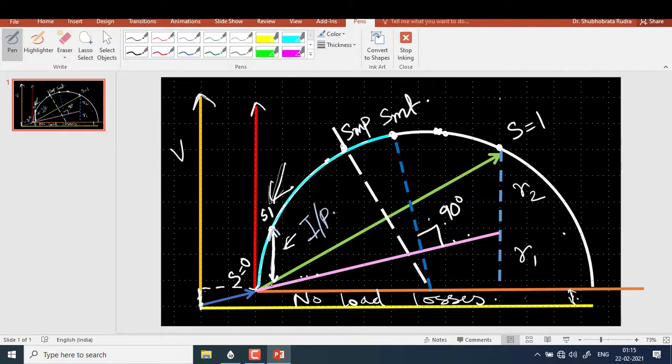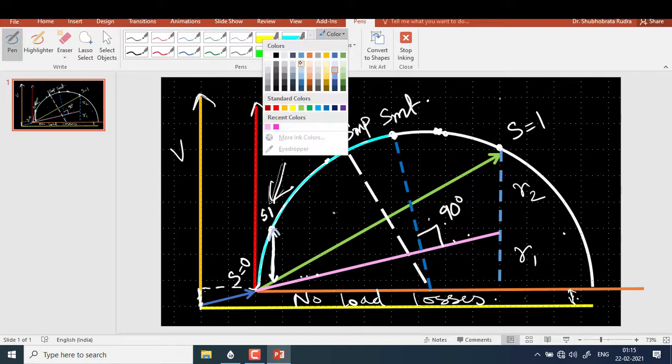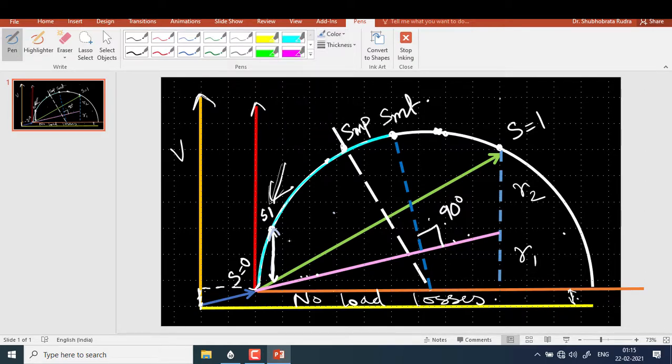Now what about our efficiency? Let me select another color, otherwise you will get confused. This is our total power and this much is output power. So you just measure these two lengths and find their ratio, and you will get efficiency.